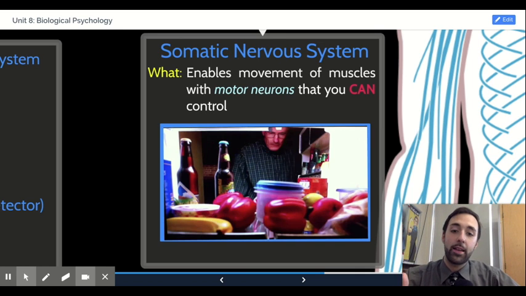I cannot sit here today and voluntarily control the neurons responsible for, for example, my heartbeat, or voluntarily control, for example, the neurons responsible for my breathing. Those are going to be different neurons in our body. The somatic nervous system are the neurons that facilitate motor movements that are voluntary, that you actively decide to do and that you voluntarily can trigger.